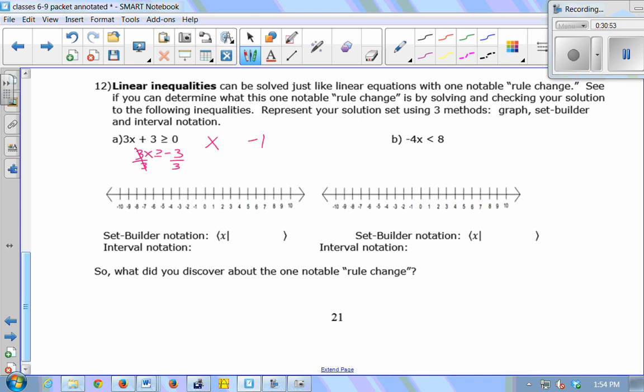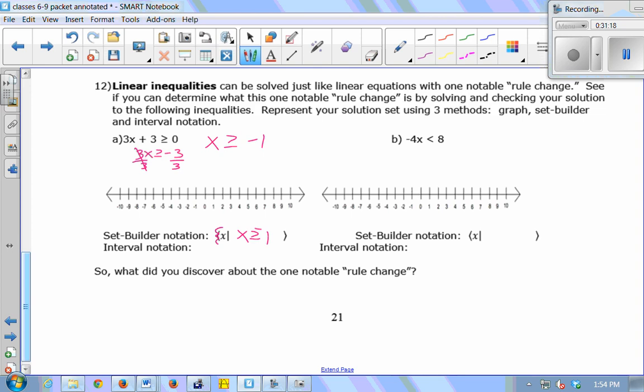Should I turn the alligator around? Why not? Right, I'm dividing by positive 3, so I do not have to turn around the alligator. So I get x is greater than or equal to negative 1. If I'm going to put it in set builder notation, I would put the set of all x's such that x is bigger than or equal to negative 1, thank you.